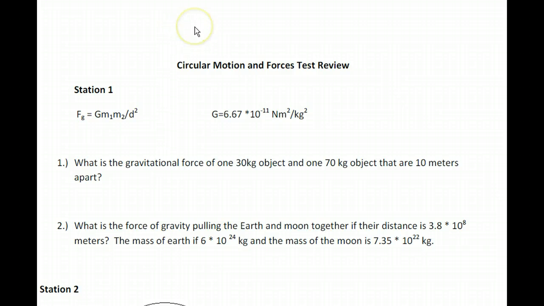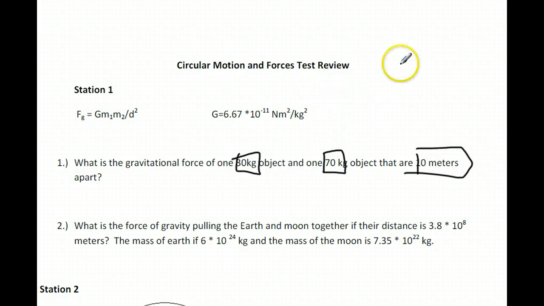This is Unit 3. The first two questions use the formula for universal gravitation. We're solving for the force of gravity, using big G, which is 6.67 times 10 to the minus 11th, multiplied by mass 1 and mass 2, and then divided by the total distance squared. What's the gravitational force of one 30 kilogram object and one 70 kilogram object that are 10 meters apart?